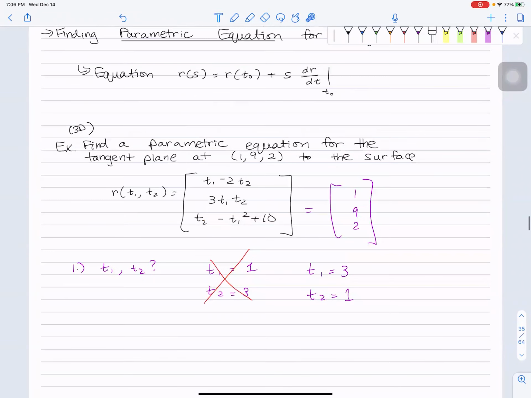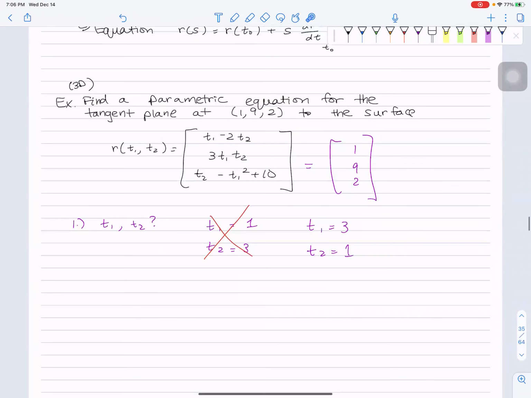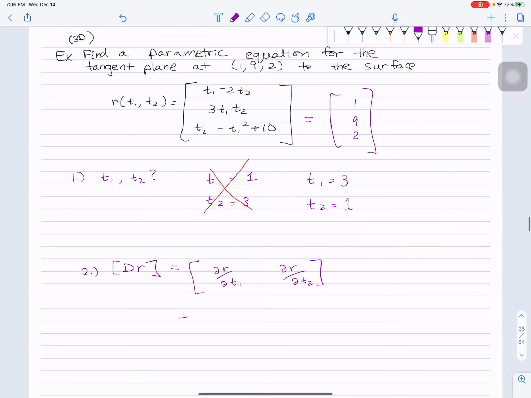Okay, so we need our derivatives, right? So let's find dr, or sorry, the dr matrix. What is dr? It's going to be the partial with respect to t1 and the partial with respect to t2. So what do I get? I have 1, 3, t2, negative 2, t1. Partials with respect to t2 are negative 2, 3, t1, and 1.